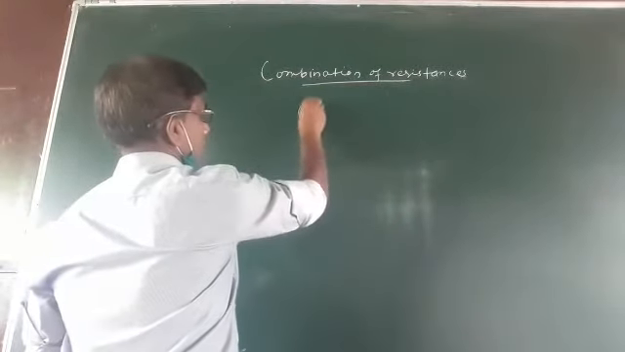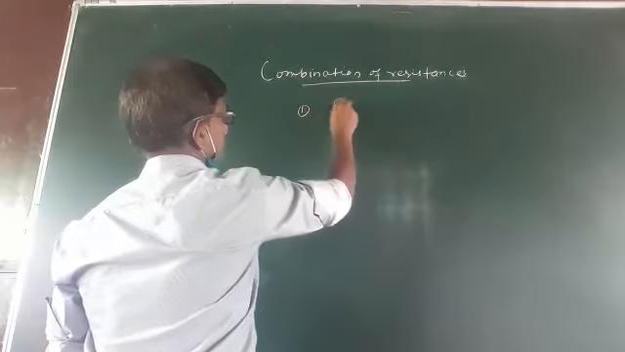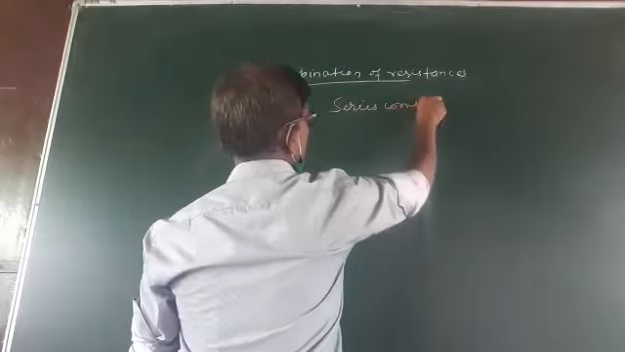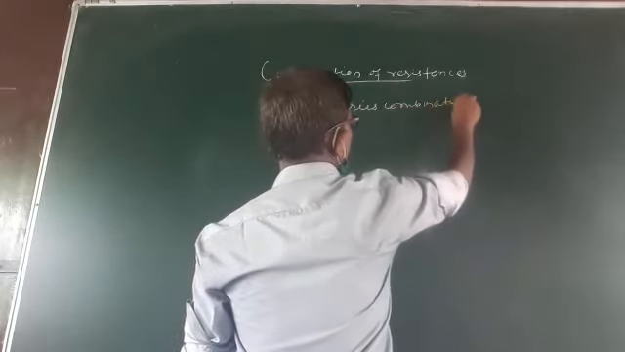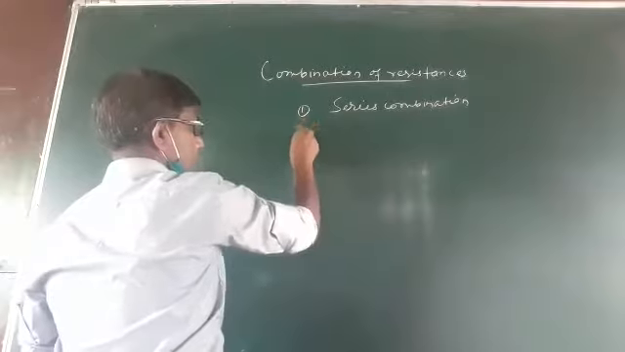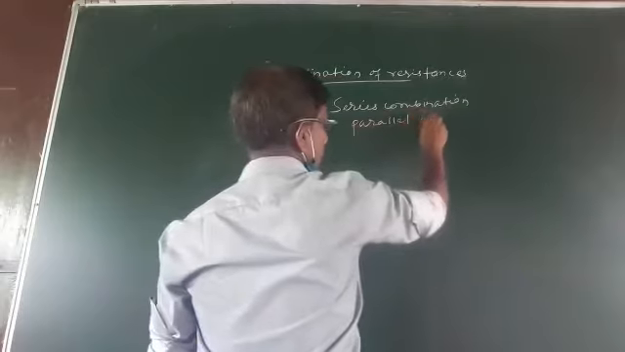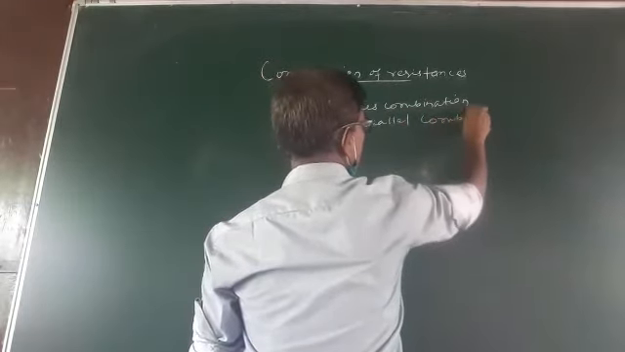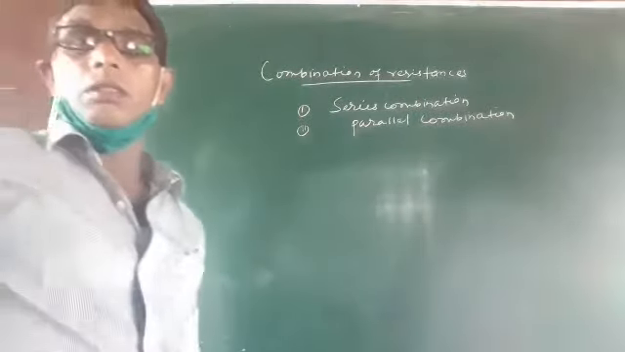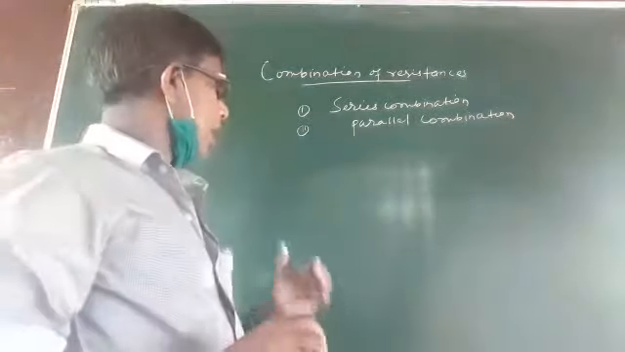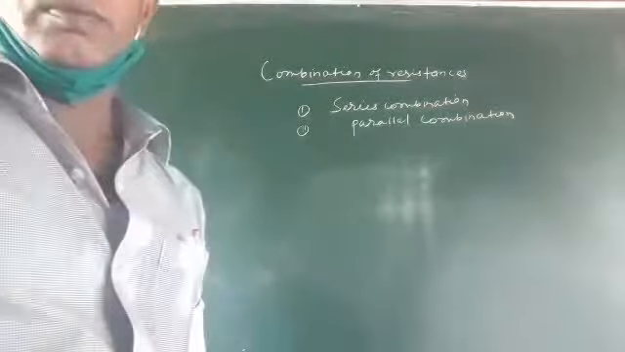So there are two methods. First method is series combination. And second method is parallel combination. This means resistances are combined in two ways, in series and second in parallel.